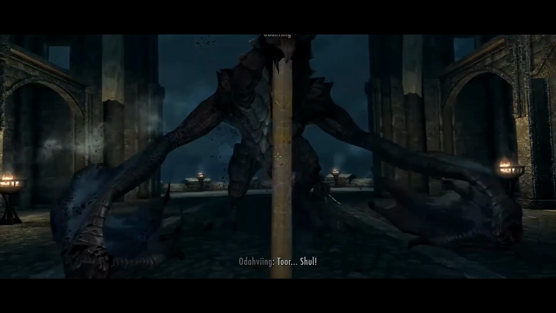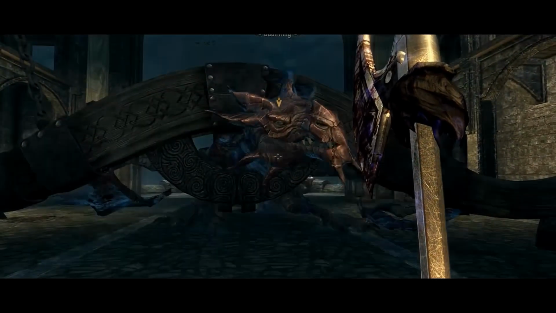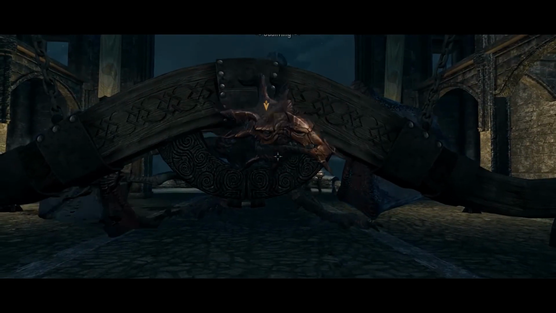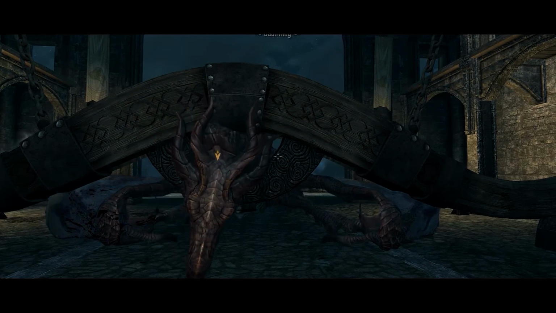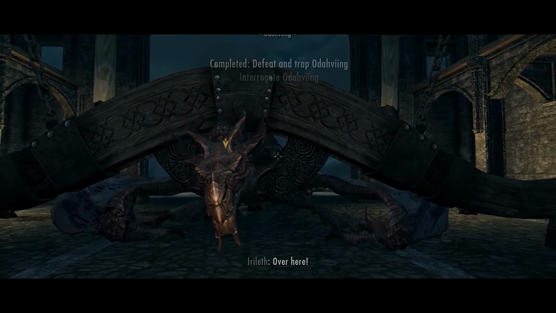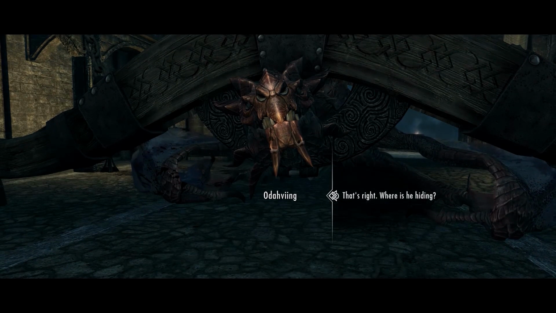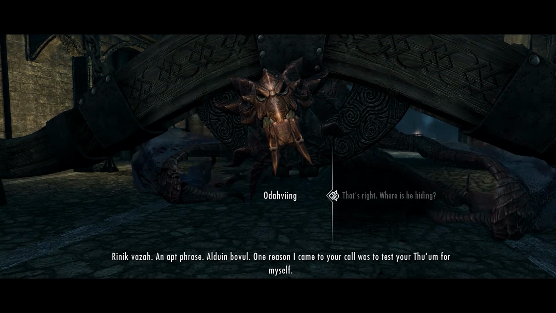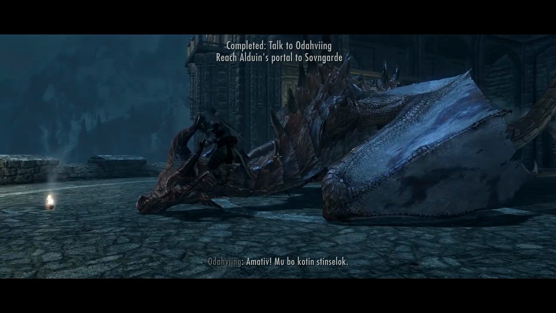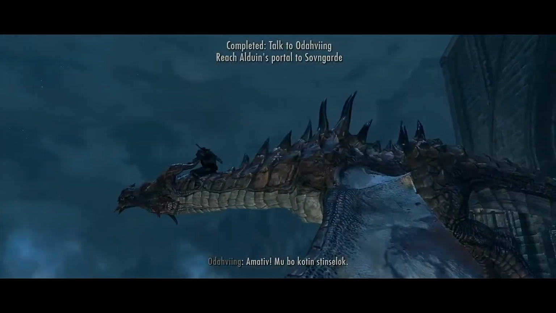Nevertheless, with the help of Jarl Balgruuf, we summon Odahviing and trap him. Odahviing says he wanted to test us and does not mind to help us at all because he thinks we will win. He explains that Alduin is hiding in Sovngarde, the afterlife, where every warrior goes. He devours the souls of dead heroes, growing stronger by the second. Odahviing asks for freedom in exchange for letting us fly on his back to the portal that leads to Sovngarde.